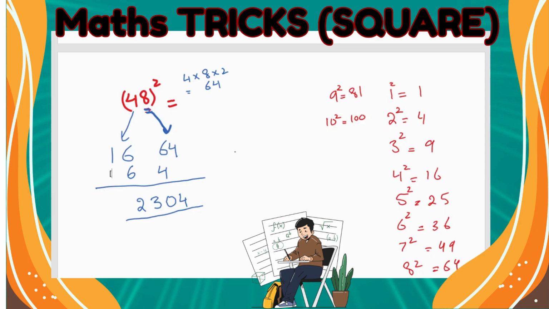So you're going to look at the first number. The first number is 8. So we're going to write down the square of 8, which is 64. Square of 4 is 16. And then we're going to multiply all the numbers. 4 times 8 times by 2, that gives us 64.